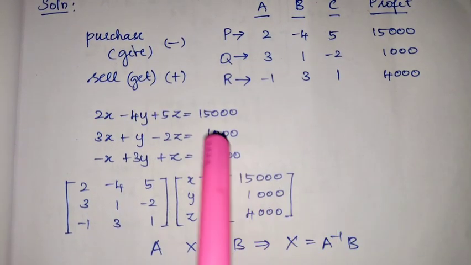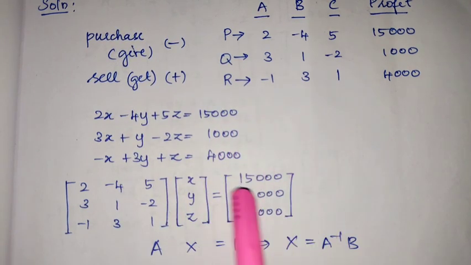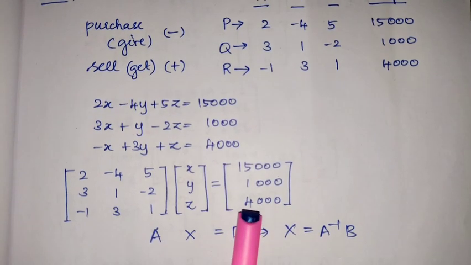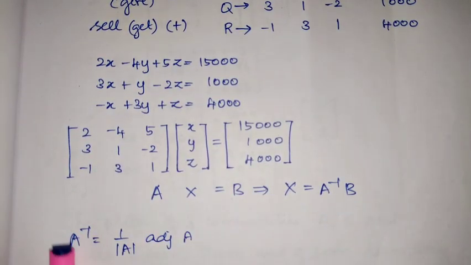Now x, y, z are the unknowns, so that is matrix X, and the constants 15,000, 1,000, 4,000 as matrix B, where X is equal to A inverse B. And what is the formula for A inverse? So A inverse is equal to 1 by determinant A into adjoint A.